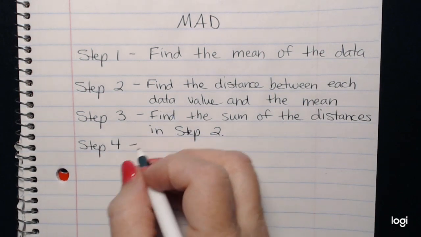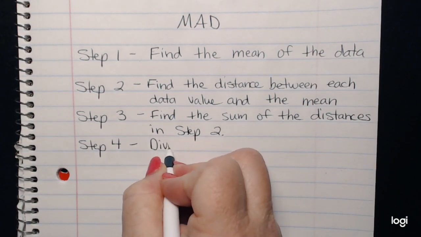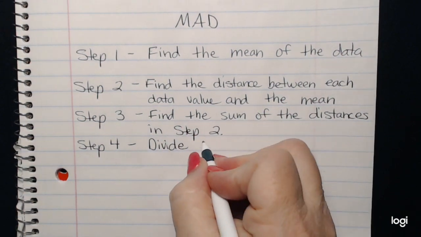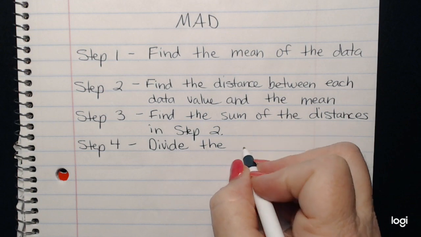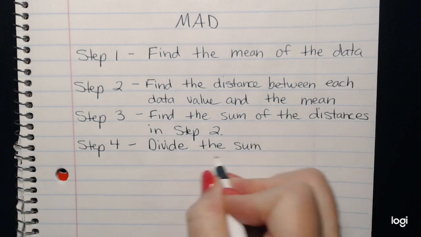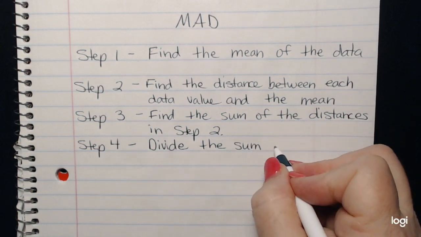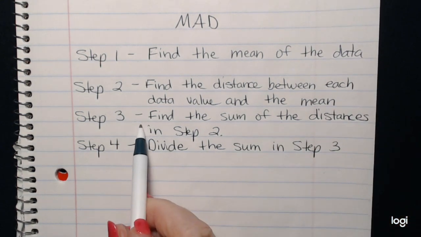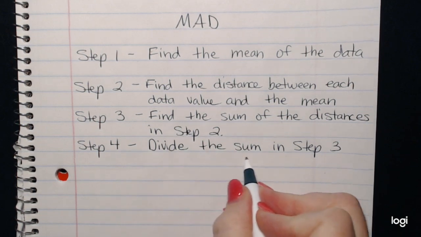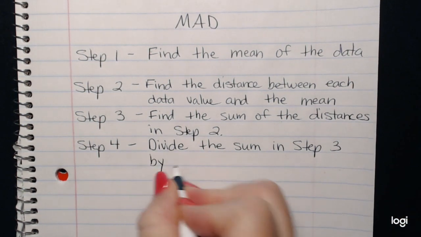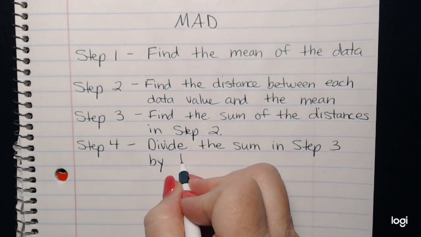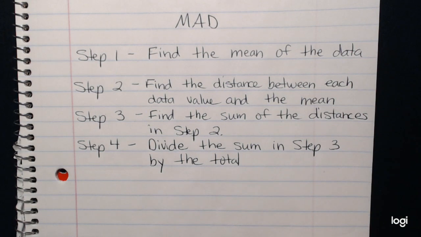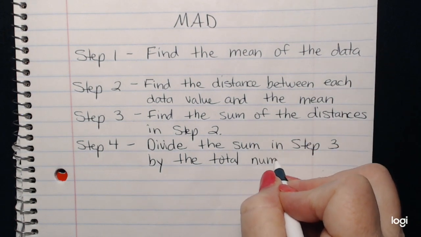And finally, step 4, we're going to divide like we do when we find the mean. We're going to divide the sum. We're going to divide the sum that we found in step 3. Okay, that's this one right here. We're going to divide the sum in step 3 by the total number of values.